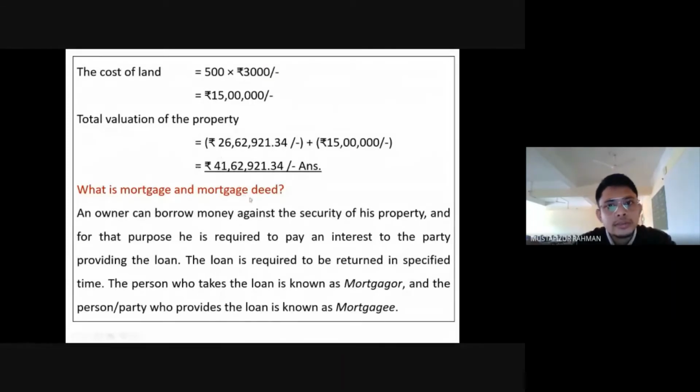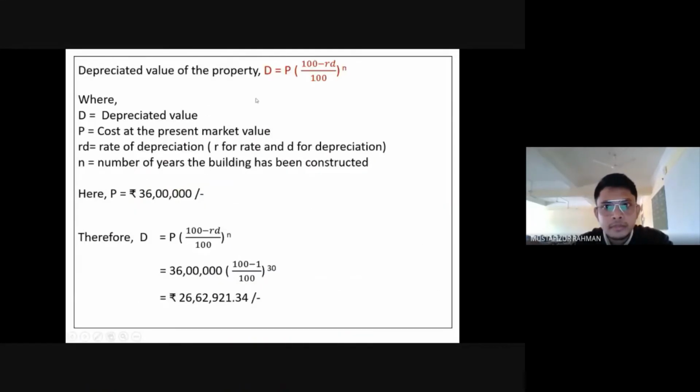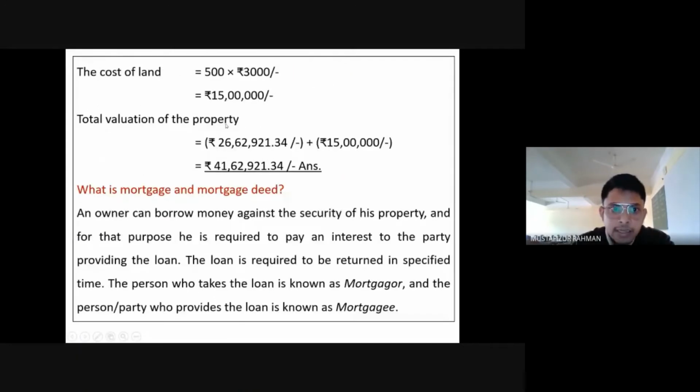Then cost of the land. Cost of the land, and then this is the total value of the property. Okay, this is the depreciated value added to the cost of the land, which will give us the valuation of the property.